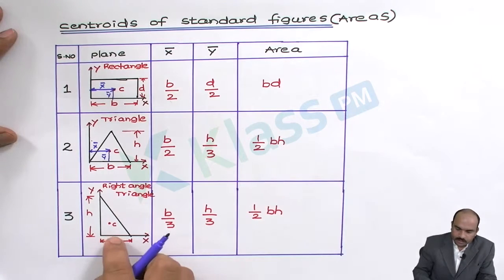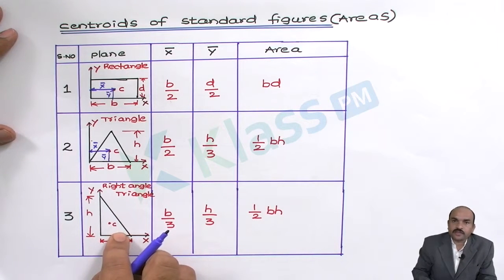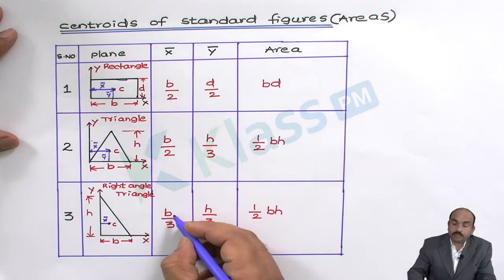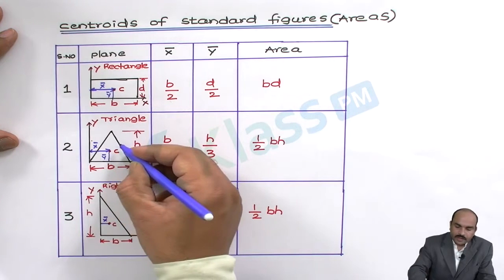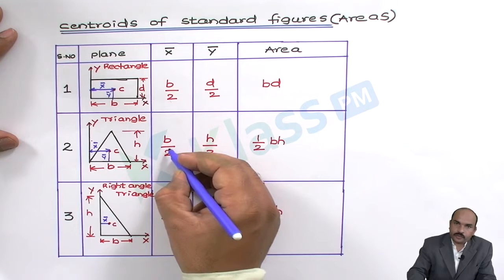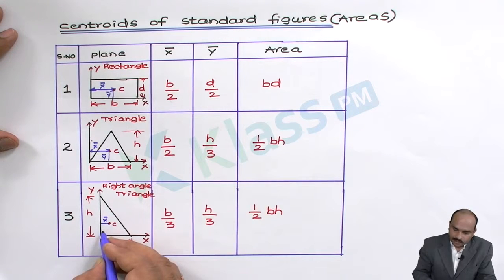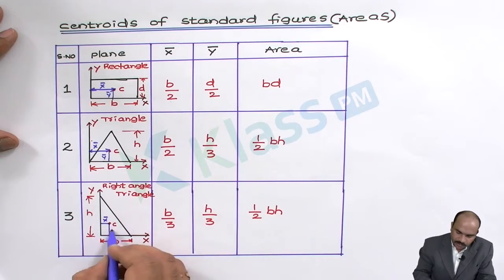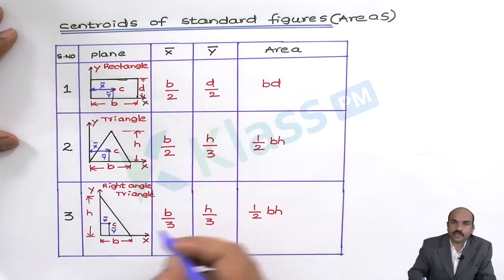We know that. Then if you take the right angle triangle, it is slightly different. Let us take a right angle triangle and this is the center of this. This length x bar is equal to B by 3. So for the equilateral triangle or isosceles triangle, x bar is B by 2, whereas for the right angle triangle, this x bar is 1/3 of the base. Then y bar is the same for both the cases.